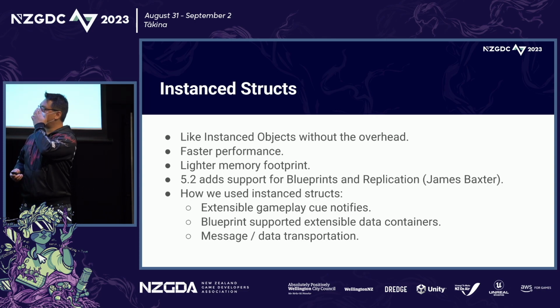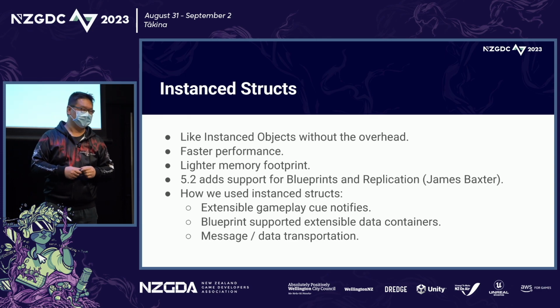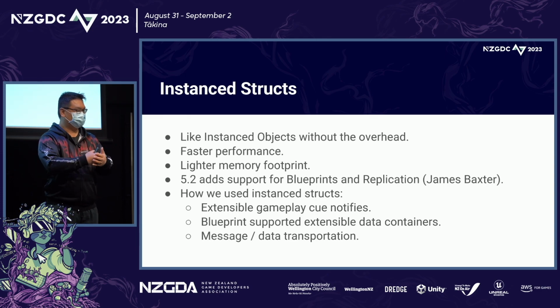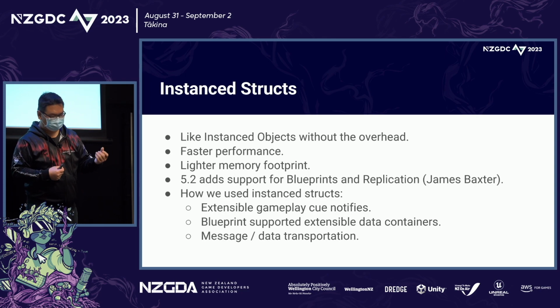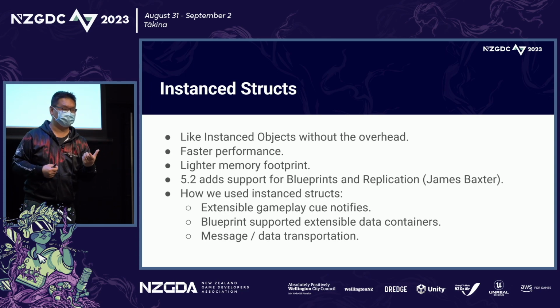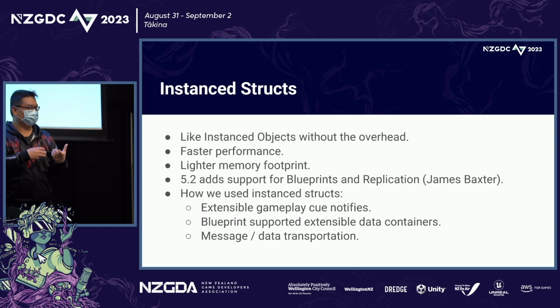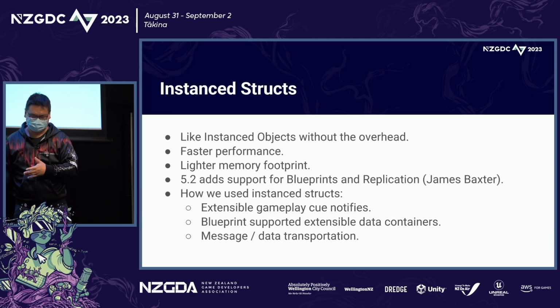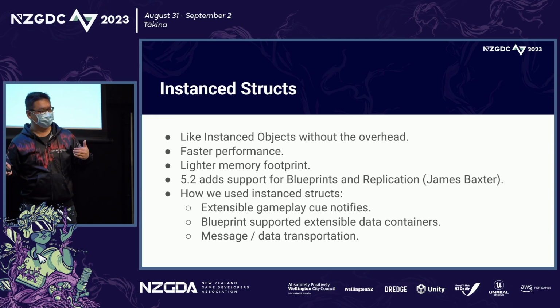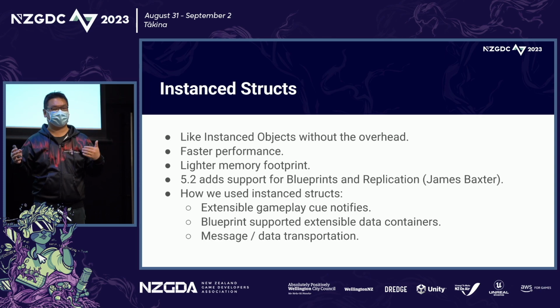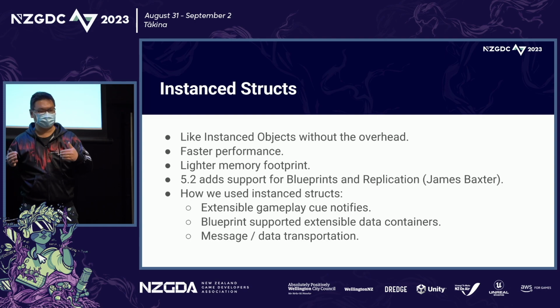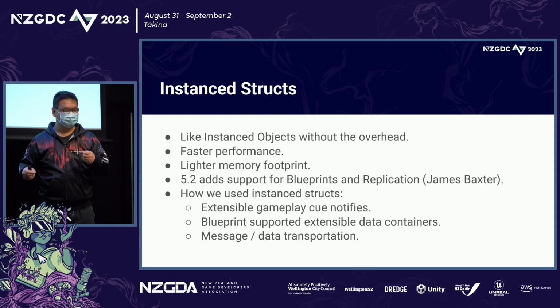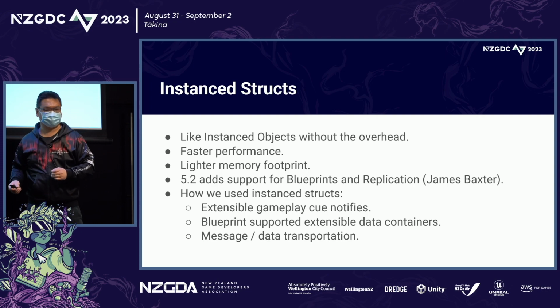Okay, Blueprint supported extensible data containers. So what this means is that you can create arrays that contain any kind of struct that you want. So instance structs, basically at its core, is just a byte array, and in C++ it'll convert that to whatever struct you want to have. So if you've ever had a situation where you said, I have an array, but I want to store a variety of data in this because I don't quite know what I want, then you would convert all of those structs into instance structs and then store them in the array as you please.